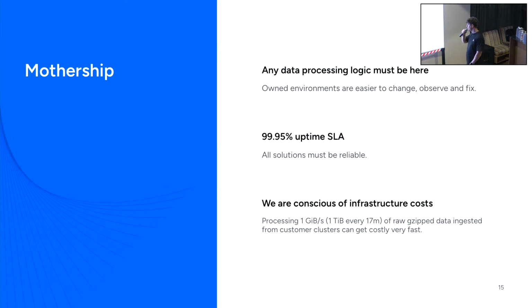Do what you preach. All right, and yeah, because 1 gigabyte per second adds up to 1 terabyte every 17 minutes. This is just raw gzip data. So if you know clouds, you know that the bill for networking is insane.